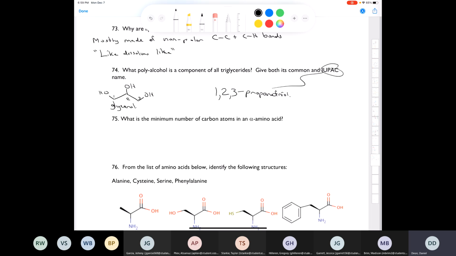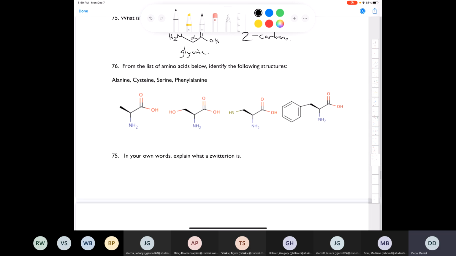What's the minimum number of carbons in an alpha amino acid? It's 2. It's the minimum you can have, right? If you draw an alpha amino acid, this is the alpha carbon here, and if you have an amine, this would be glycine here. So the minimum number of carbons is 2. You've got to have at least 2.